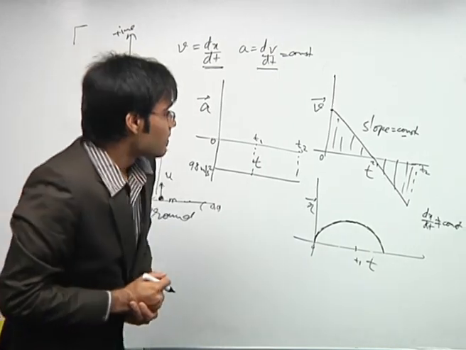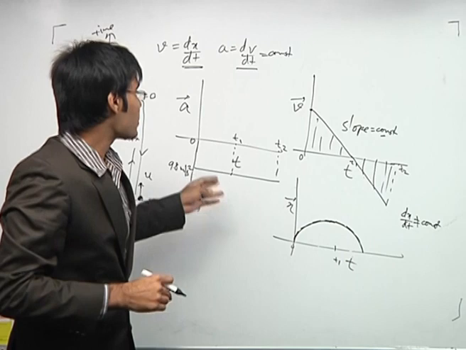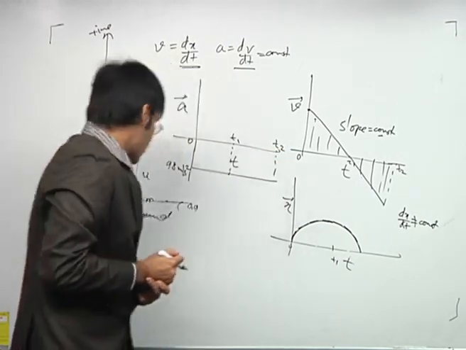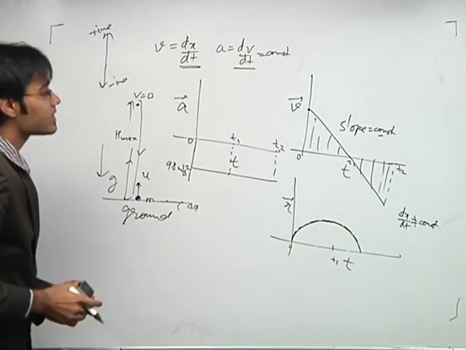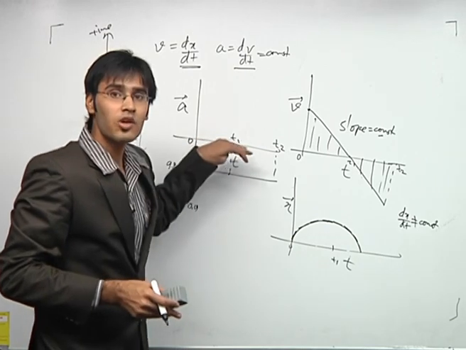So basically all these graphs are interrelated, and if you understand the relationship between the graphs, it will be pretty easy to draw. One similar example we can take so that we understand the topic fully.